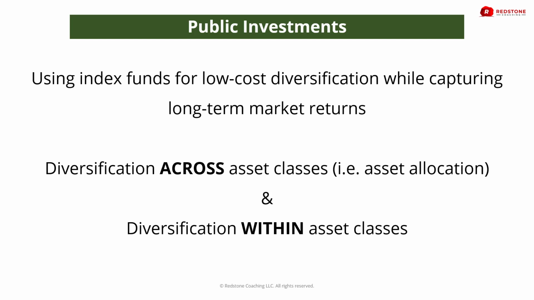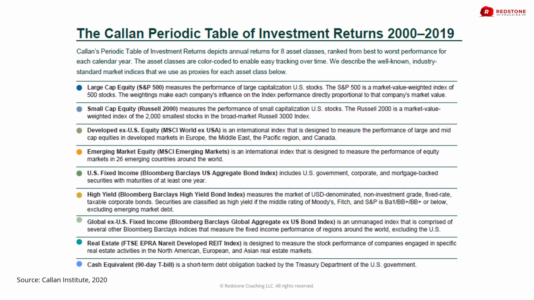All right. So for us, how can we think about this? Well, we want to use index funds for low-cost diversification while capturing long-term market returns. And we want to diversify across asset classes as well as within asset classes. When we diversify across asset classes, that's called asset allocation. When we diversify within asset classes, that's why we want funds, because funds are diversifying inside of an asset class.